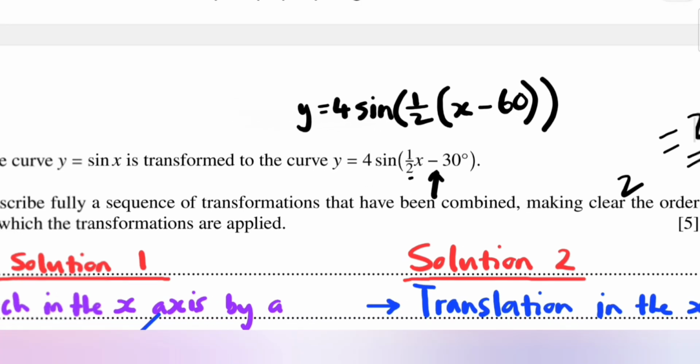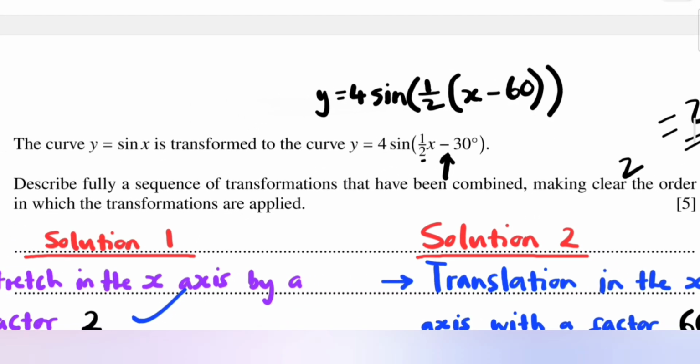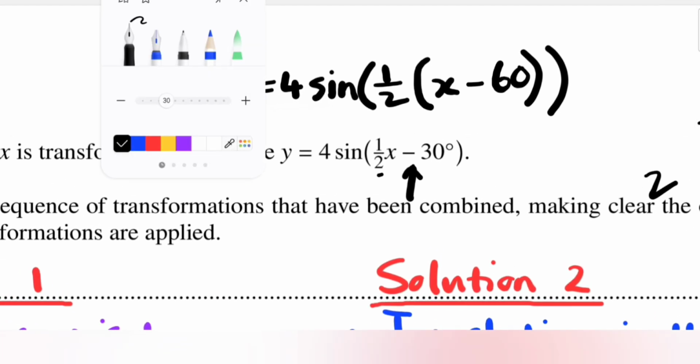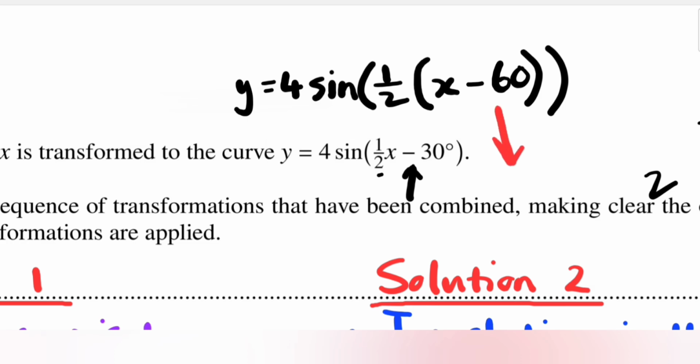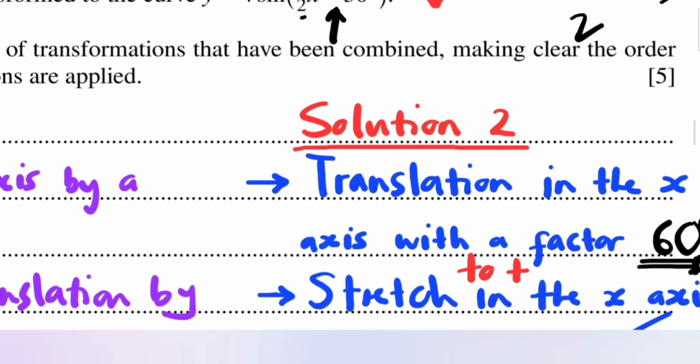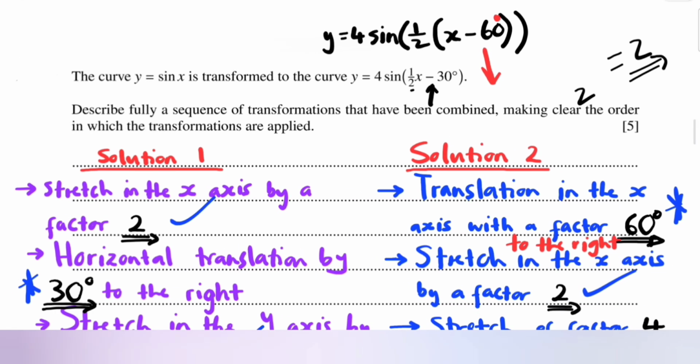And with this now, to get solution 2, using the same logic for solution 1 but from a different starting point, starting with the transformation closest to x, we'll start with this translation by 60 degrees to the right. 60 degrees, it's to the right, then followed by a stretch in the x-axis by a factor of 2, and lastly a stretch in the y-axis of factor 4.